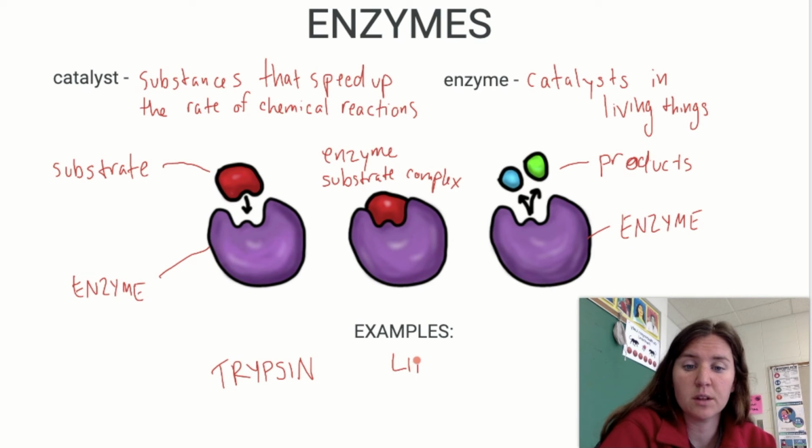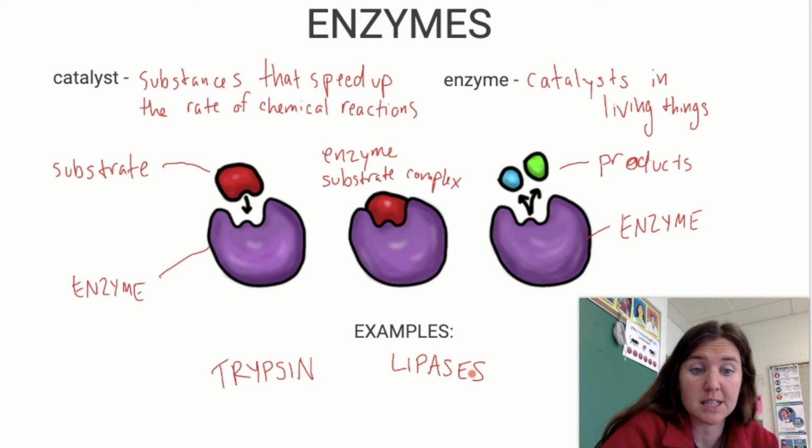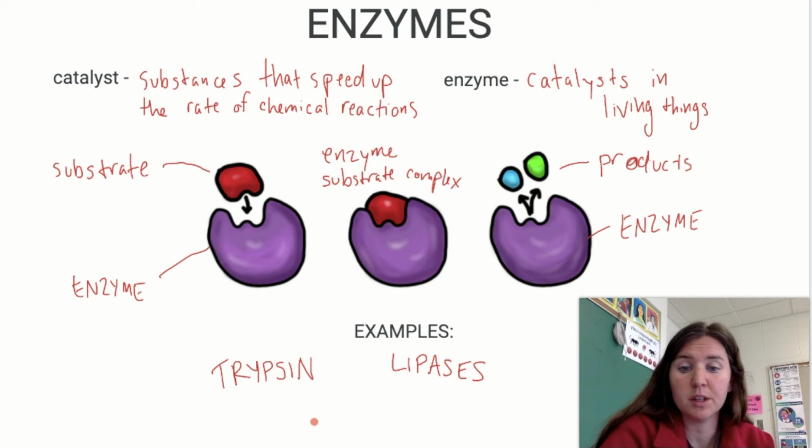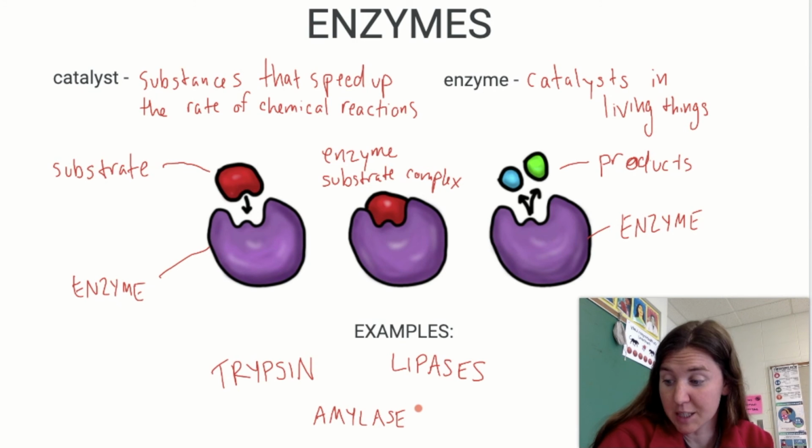Another example, a group of enzymes called lipases. And these are also in our intestines, and they speed up reactions that break down fats in our food. Another example is amylase. This is found actually in our saliva. In our spit, there's amylase.